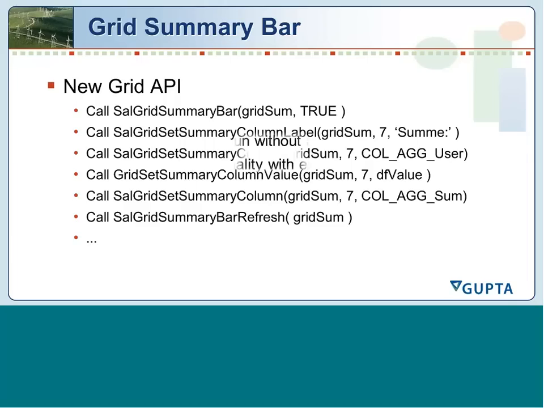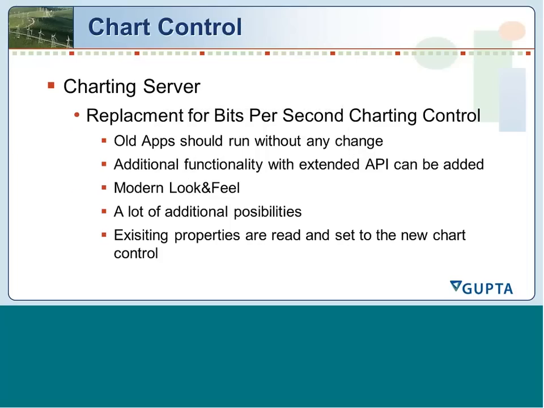The charting server is something that must be replaced because, first of all, bit per second no longer exists. So we had to replace this charting control because, first of all, the old charting control doesn't support Unicode, and everything inside .NET framework, everything inside Team Developer is now Unicode based. So we had a lot of problems to display the data. At this point, you can only use the local code page and so on. Now with the replacement, the problems are gone, and you can run and compile your old applications without any change.